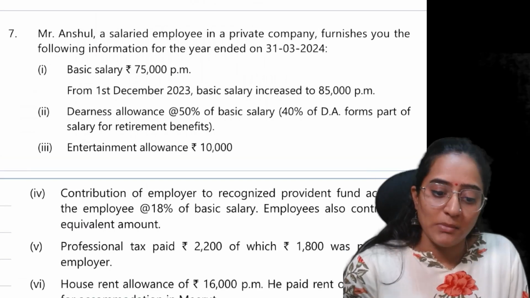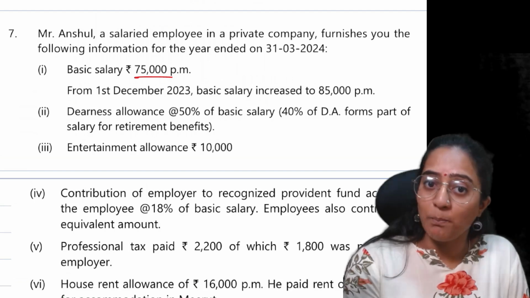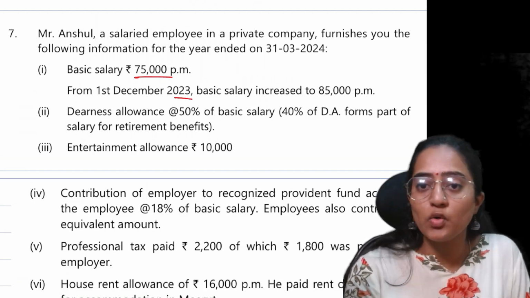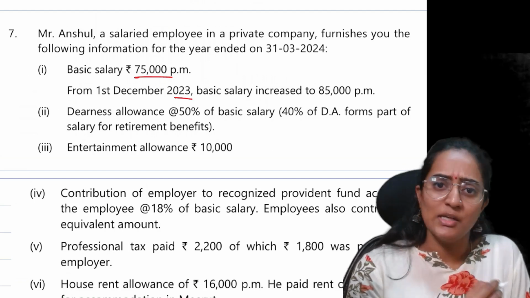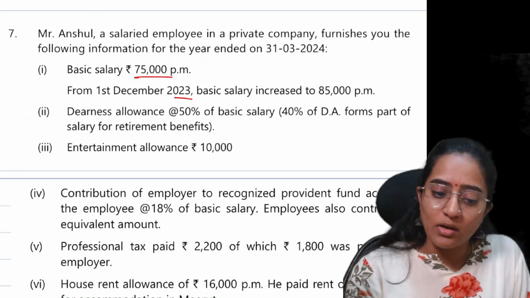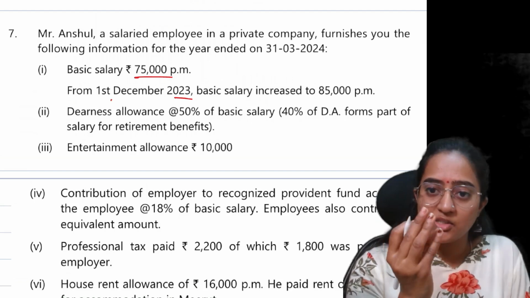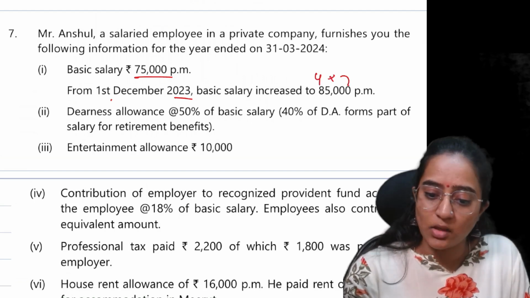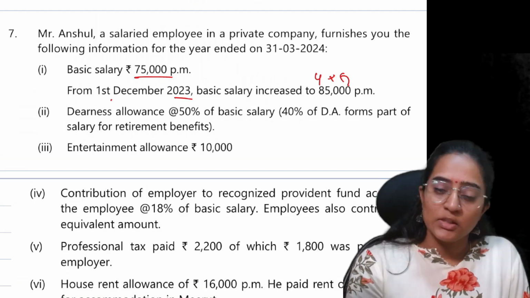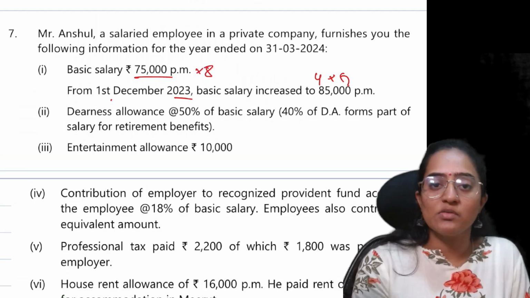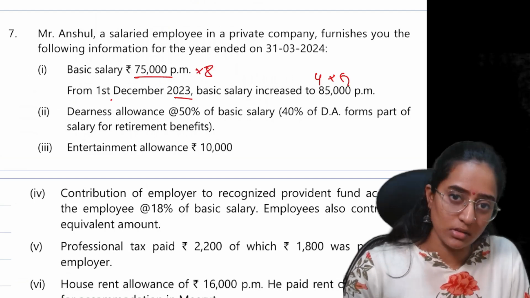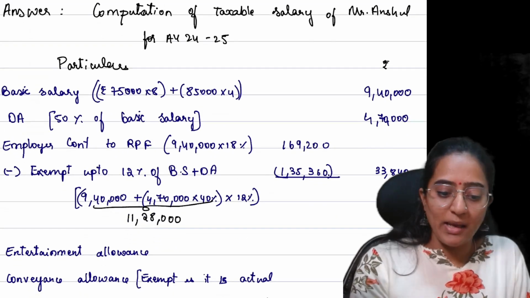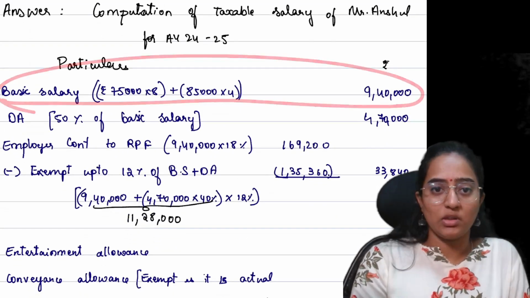See here, my basic salary is 75,000 per month. From 1st December 2023, basic salary increased to 85,000 per month. So the point is very simple. For how many months? December, January, February, March, 4 months. He has got 85,000 into 4 months. For the remaining 8 months, 75,000 into 8 months, if you do, you will get the basic salary amount, that is 9,40,000.